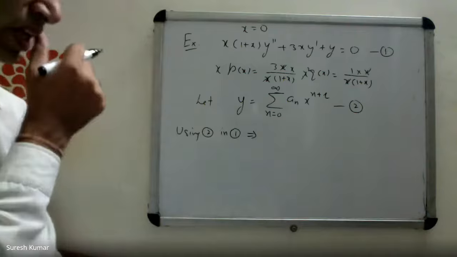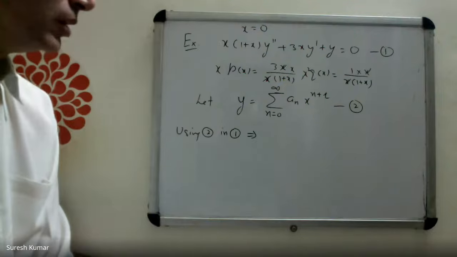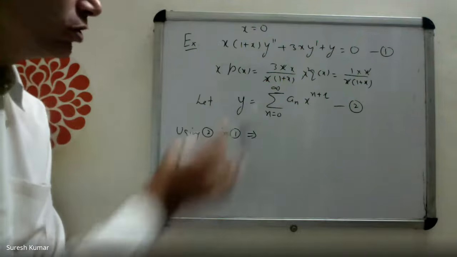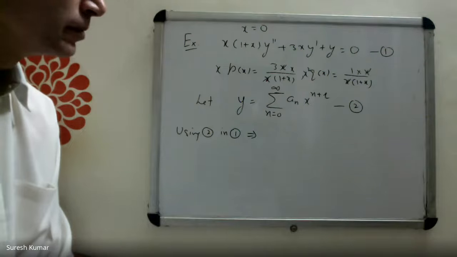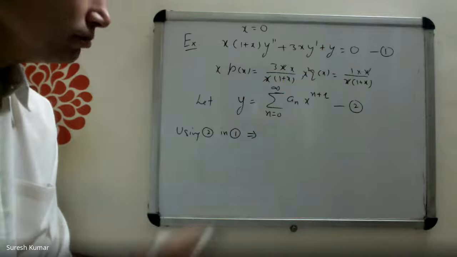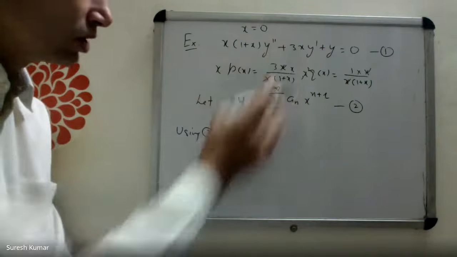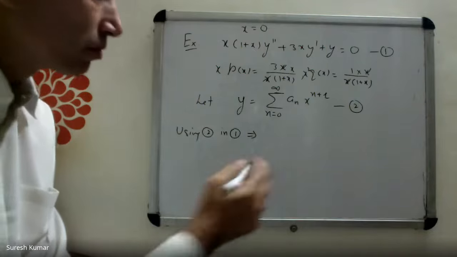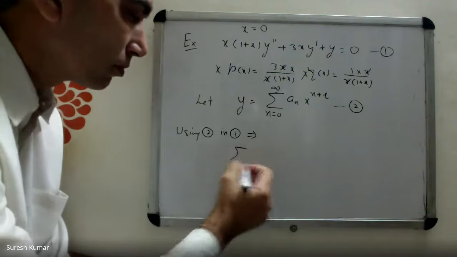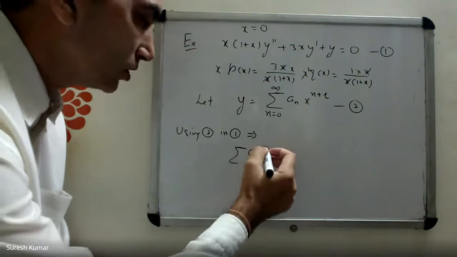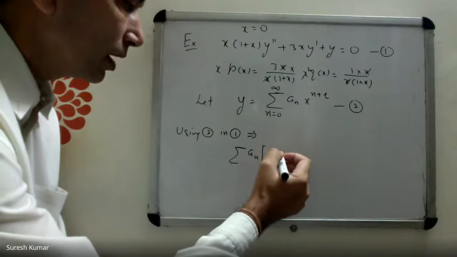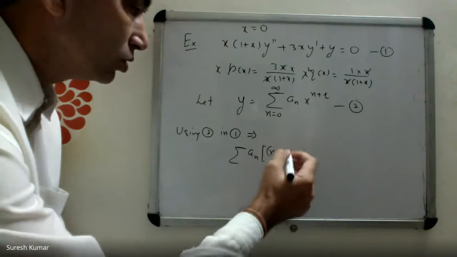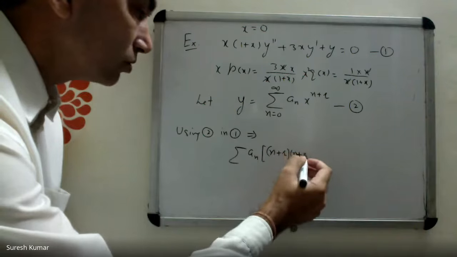See what do you get. If you think carefully, you can directly write the summation step. See, what is y double prime? What is the coefficient with y double prime? An times n plus r into n plus r minus 1, correct?